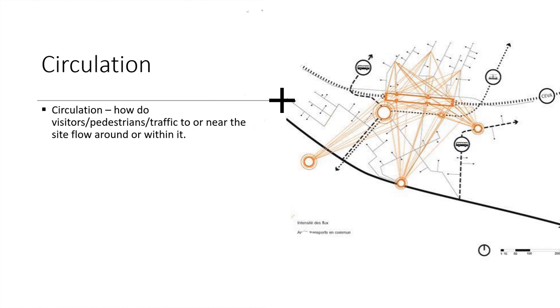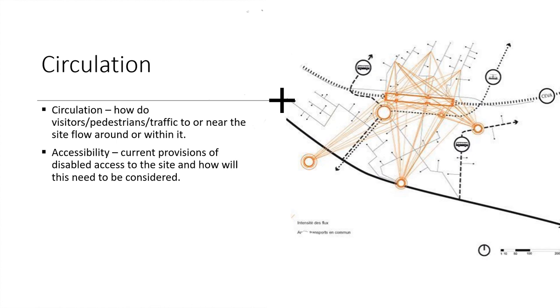In the same way, pedestrian traffic creates different types of pedestrian traffic. Are they the users of the building? For example, in hospitals, are they the visitors? Are they the doctors? Are they the staff? Are they the utilities? You have to identify how all of these come in and out and move through your site.